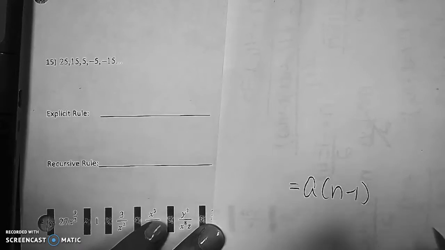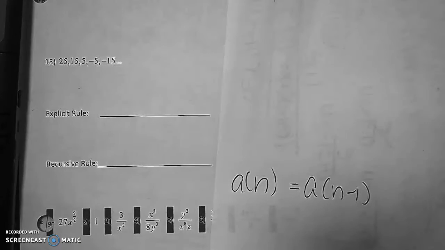Someone did ask about 15, about the recursive rule. Remember, recursive does have two parts to it. Recursive is always saying, what are you doing to the previous term to get A sub n? Well, here, what am I doing to the previous term? It looks like I'm subtracting 10.